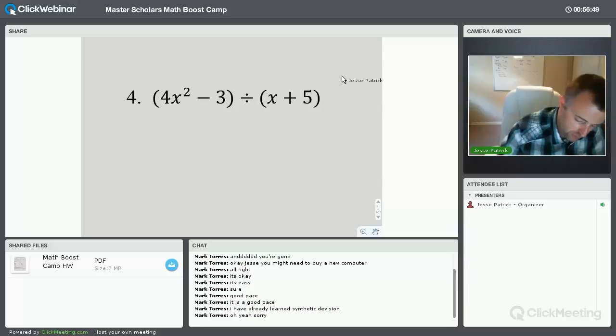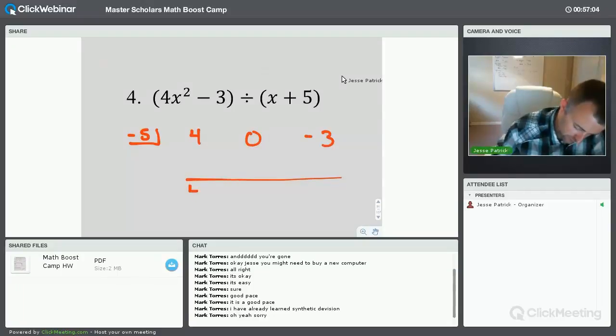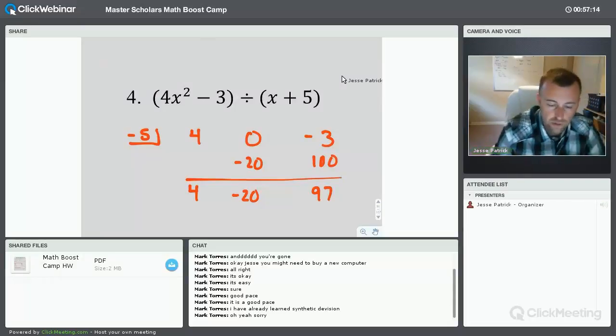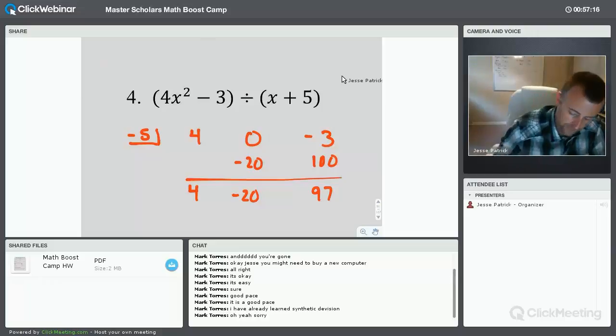All right, last one. This one, your root is -5, so write down -5. Your coefficients for your quadratic here are going to be 4 for x squared, 0x, because it's not there, and -3. And here we go. Pull down your 4. -5 times 4 is -20. 0 minus 20 is -20. -5 times -20 is 100. -3 plus 100 is 97. These should go real quick.